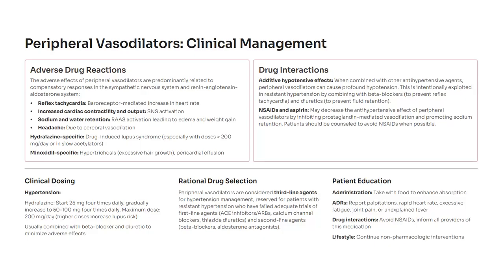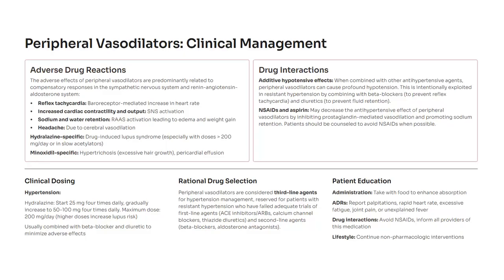So clinical management with hypertension, you'll see hydralazine starting at about 25 milligrams 4 times a day, increasing up to 100 milligrams 4 times a day. That's usually given with a beta blocker and a diuretic to minimize the adverse effects. Some of the drug reactions, they might have a headache, they may have water retention, reflex tachycardia, they may have increased cardiac contractility and output. With minoxidil, you may see hypertrichosis, that's a lot of hair growth, or they may have a pericardial effusion.